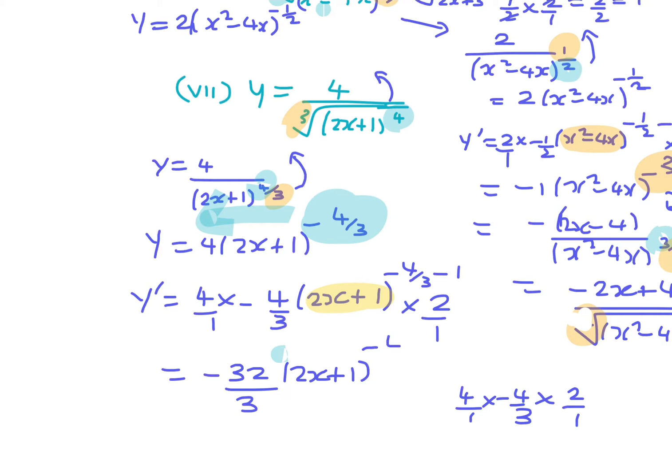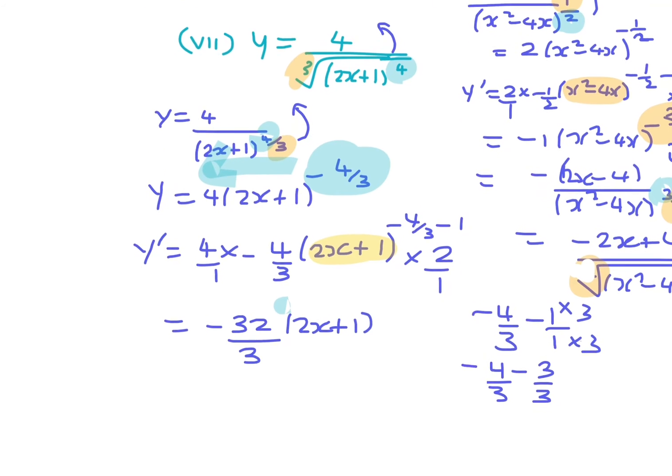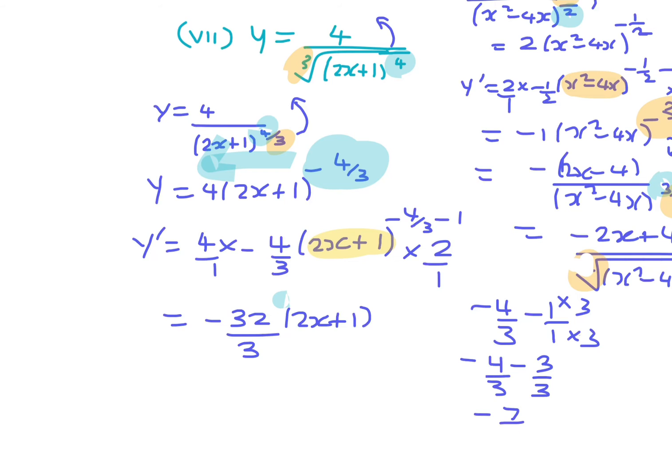Now, just look at that, minus 4 on 3 minus 1. Okay, so if we've got minus 4 on 3, 1, so what have we got there? Minus 4 on 3 minus 1. You could put that into your calculator, but make sure you put it as an improper. I'm just going to get a common denominator here. Minus 4 minus 3. And then minus 4 minus 3 is minus 7, so it's minus 7 on 3. So now writing it nicer, it's minus 32 on 3, 2x plus 1 to the 7 on 3.